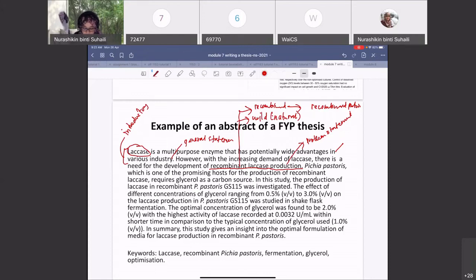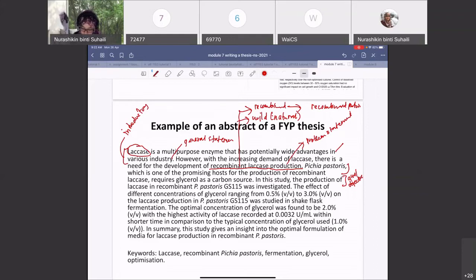Okay, this is another. Pichia is one of the promising hosts, right? This is just to introduce it. So in this study, the production of laccase was investigated. This is actually to show the aim or objective, by varying the effect of the glycerol. That is the factor to be investigated.